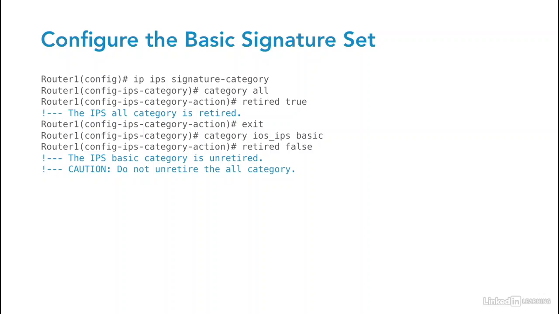Those three commands will set the All category as retired. The next set of commands will make the IPS Basic category unretired. Now caution, do not unretire the All category. The All signature category contains all signatures in a signature release. The IOS IPS cannot compile and use all the signatures at one time because it will most likely run out of memory and possibly crash the system.